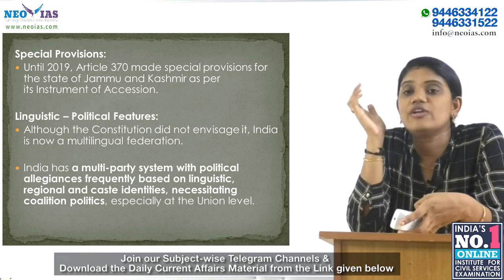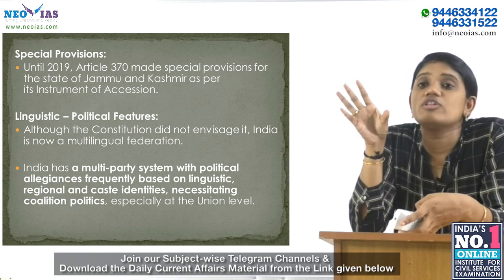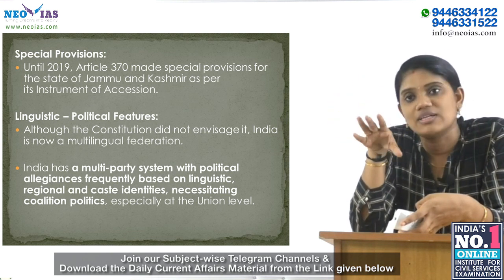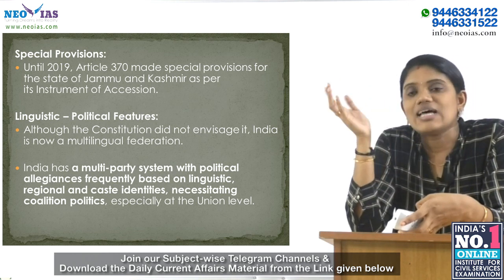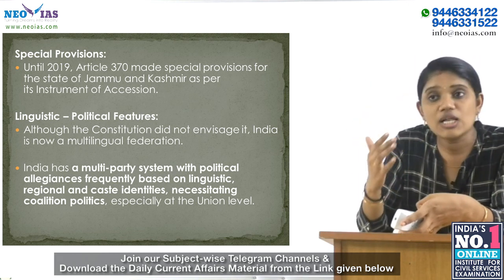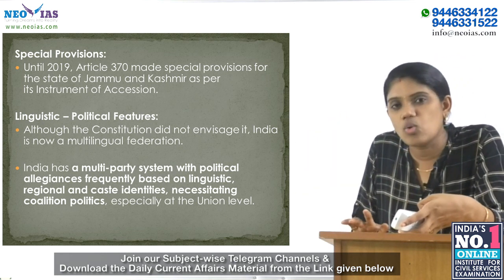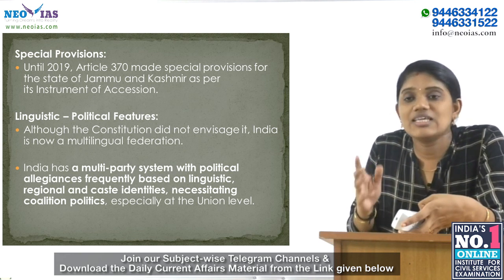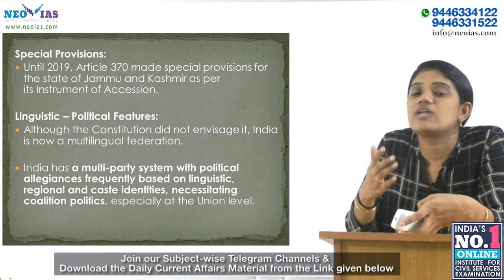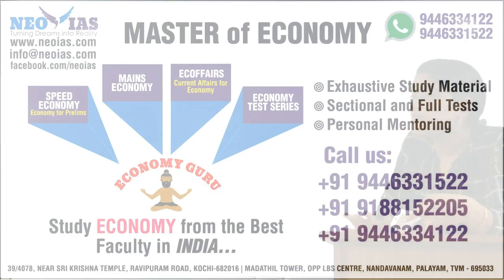Until 2019, Article 370 made special provision for the state of Jammu and Kashmir as per the instrument of accession. Okay, but Article 371 makes special provision for the states of Assam, Arunachal Pradesh, then Goa, Mizoram, Manipur, Nagaland, and even Sikkim as per their accession or statehood deals. Okay, that is regarding the special provisions.